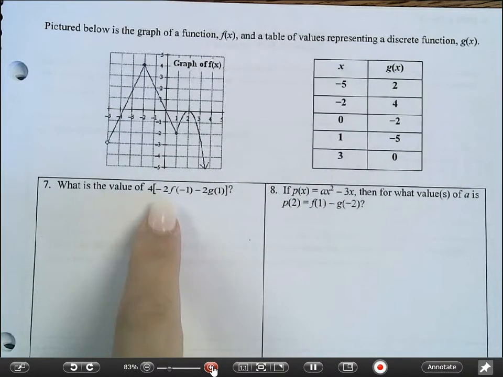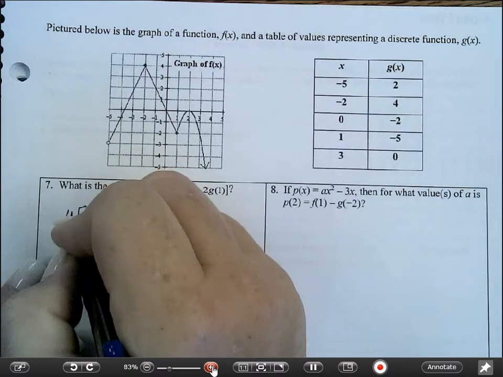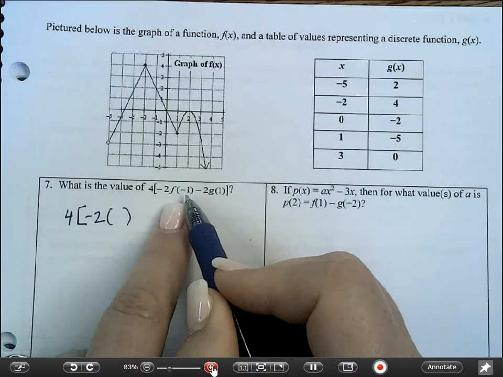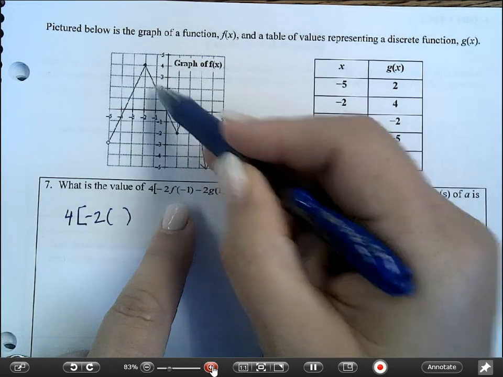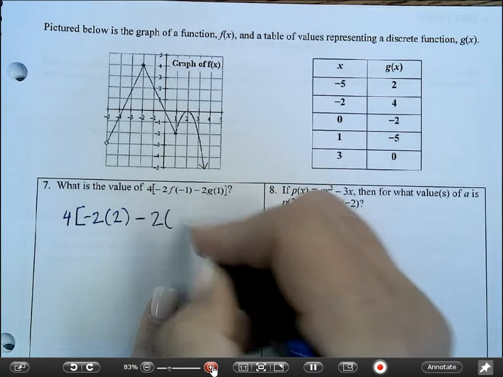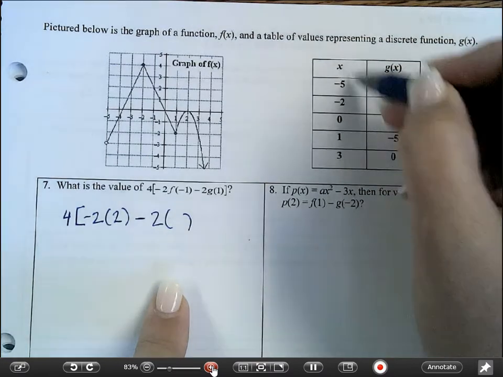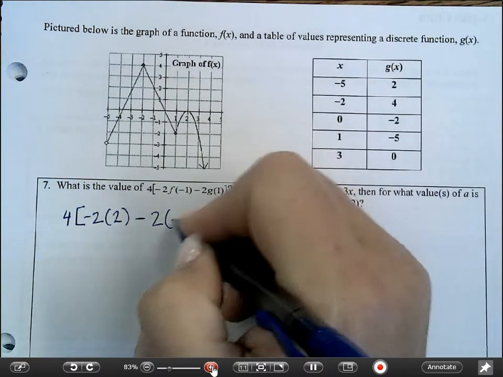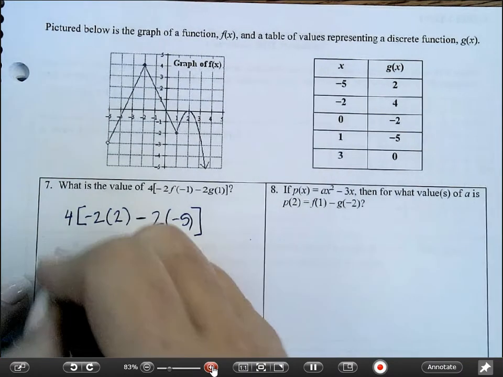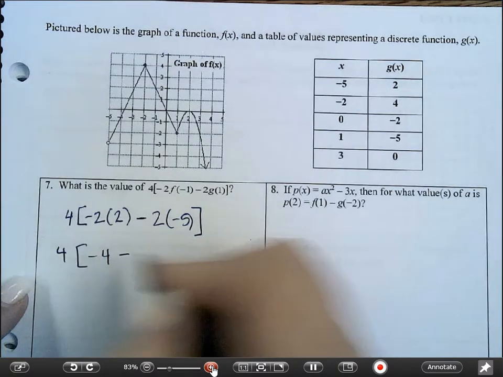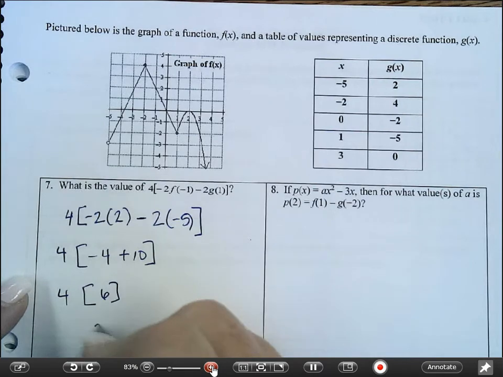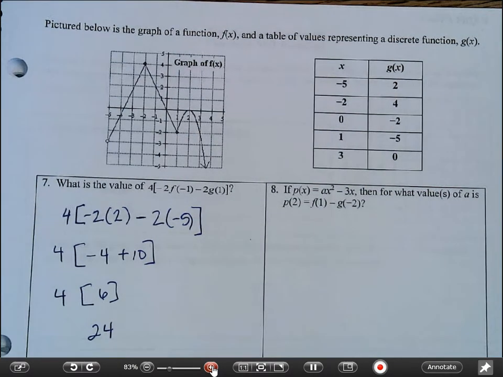So remember that we needed to keep our values, f of -1. So -1 is going to give me a 2 minus 2 times g of 1. So in the g function, when x is 1, my y is -5. And now you need to do PEMDAS. So again, when we do PEMDAS here, we've got -4 plus 10. We've got 4 and we've got 6. And so we get 24.